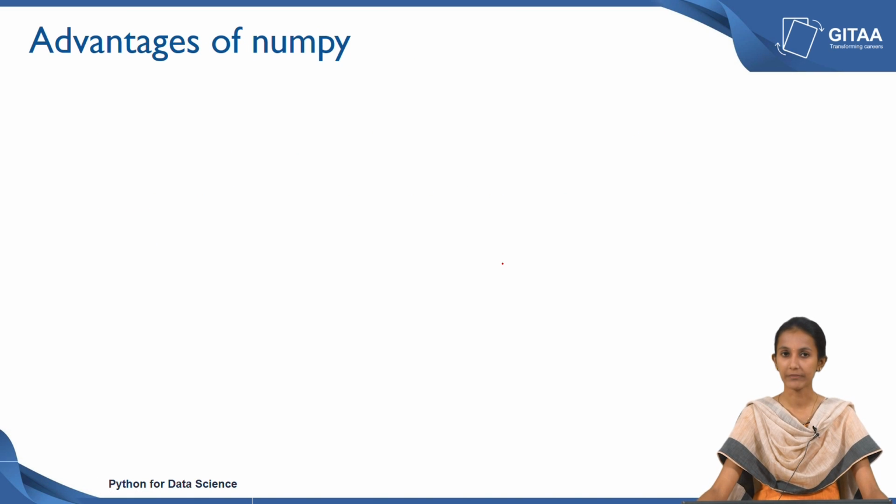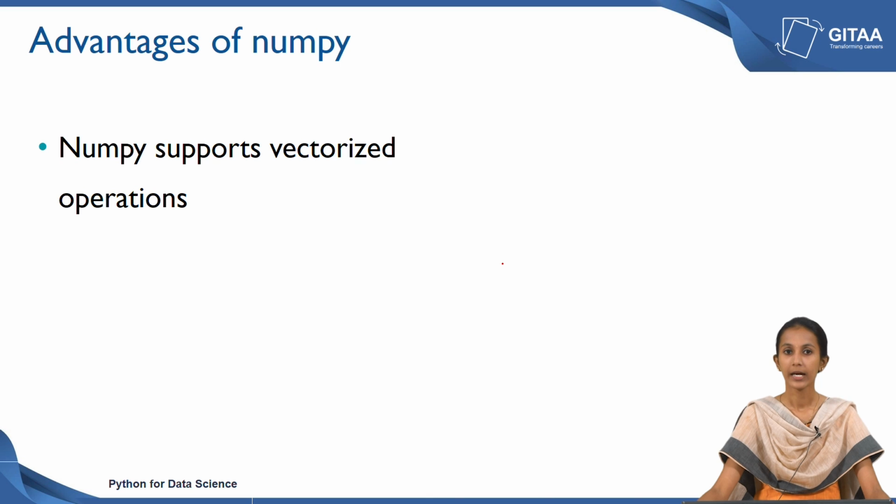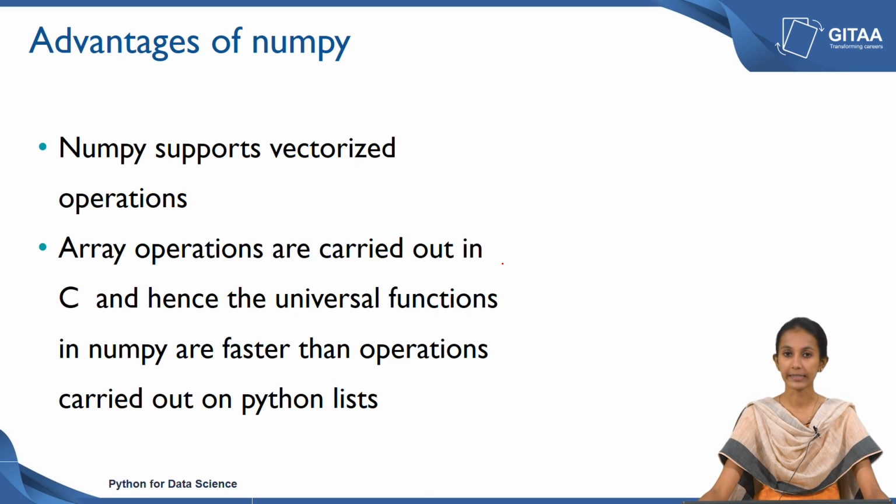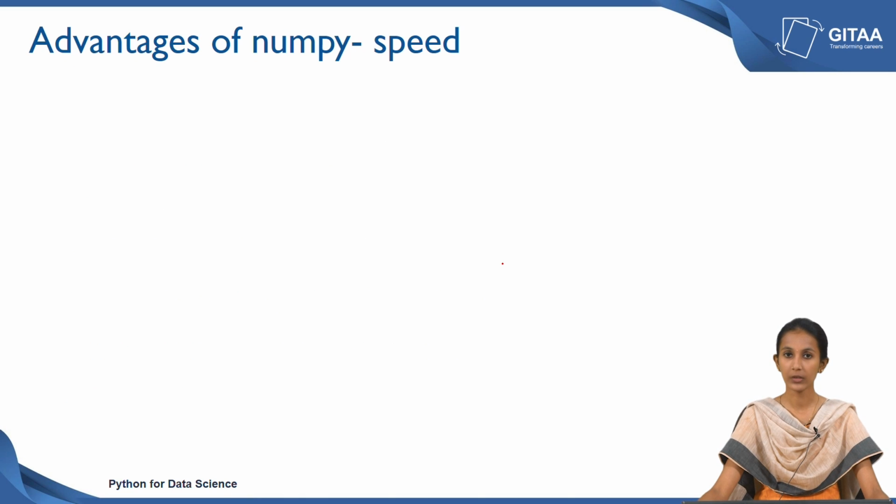Let us look at some of the advantages of NumPy. NumPy supports vectorized operations. Array operations are carried out in C in the backend and then they are executed in Python. So, NumPy performs faster than the list. So, first we will look at the speed.